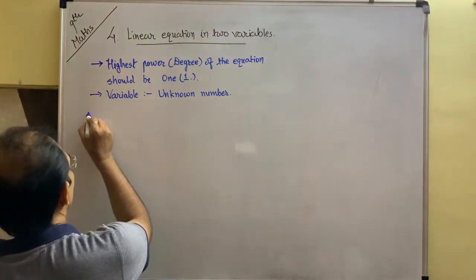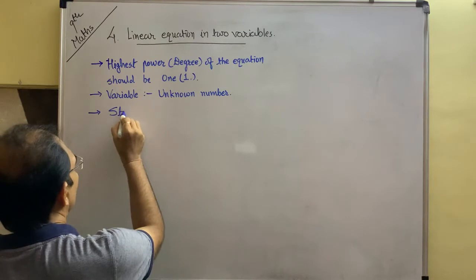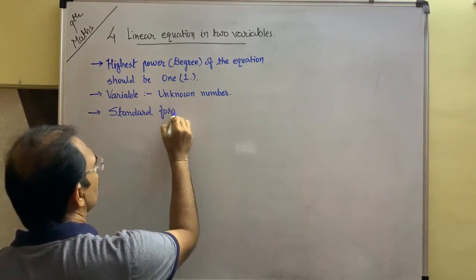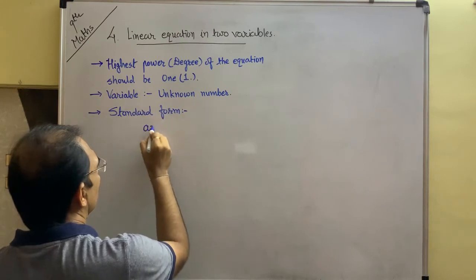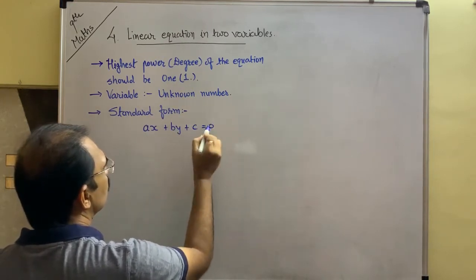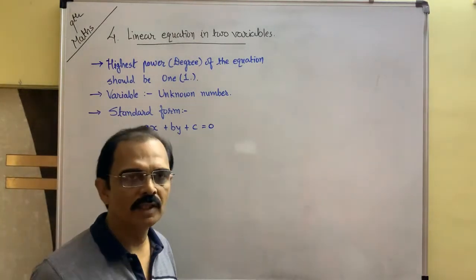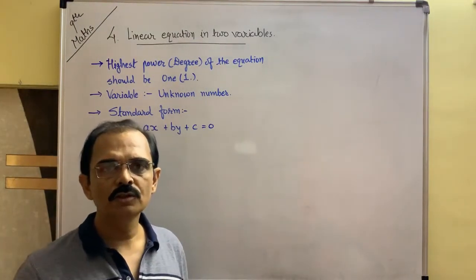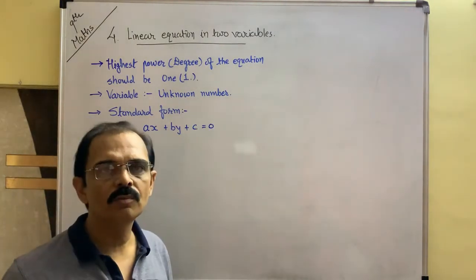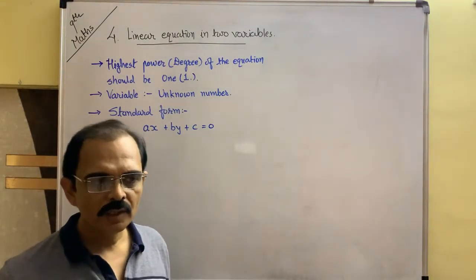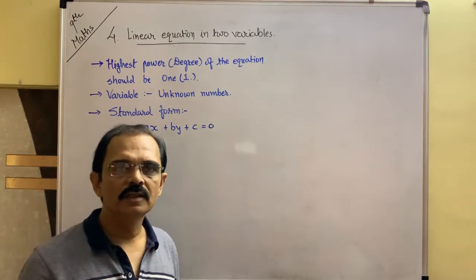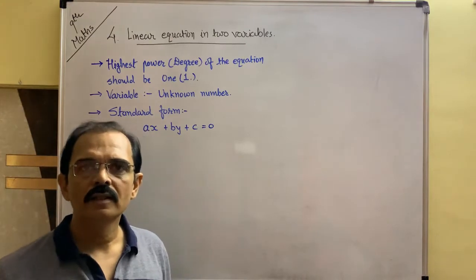So, the linear equation in two variables, its standard form is ax plus by plus c equals to 0. Equation means equals to something. If there is no equals to, then it is called a polynomial. If equals to something is there, then it is called an equation. This is the difference between polynomial and equation.